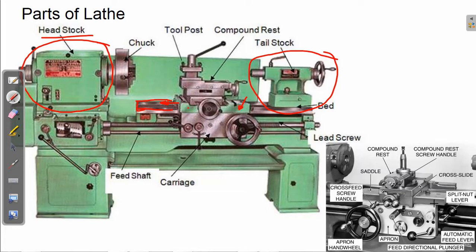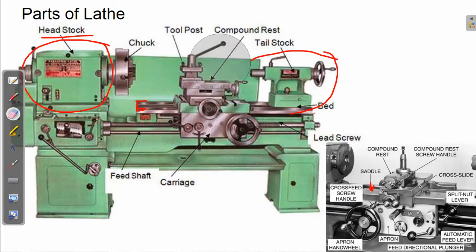Here in this picture, you can see this is a saddle, which is basically sliding over the lathe bed. And here you can see there is a mechanism by which, if you rotate this hand wheel, you can give motion to this particular carriage. The whole thing is called the carriage, and that carriage will move over the lathe bed. Okay, so some mechanism is there, and this particular mechanism is the apron mechanism. In the later part of this lecture, we'll discuss in detail how the apron mechanism works.